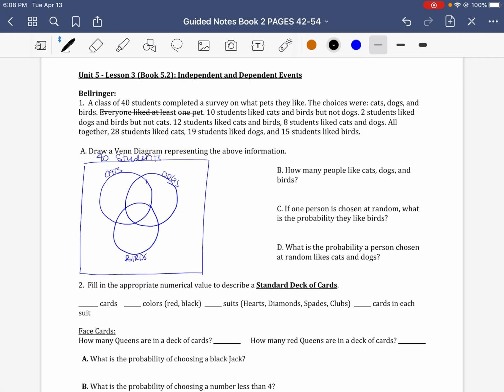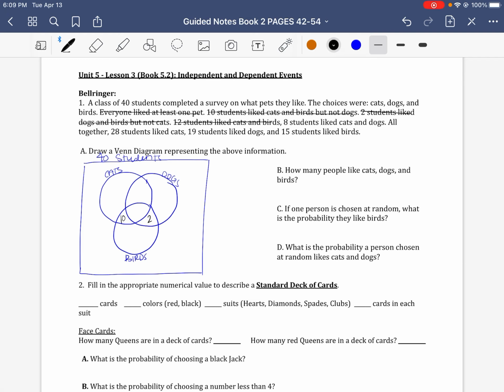10 students like cats and birds, but not dogs. So cats and birds is the overlapping here, but they don't like dogs, so they're over here. So that's going to be 10. 2 students liked dogs and birds, but not cats. So dogs and birds are over here, but not cats, means it's just this outside portion. So there were 2 of them.